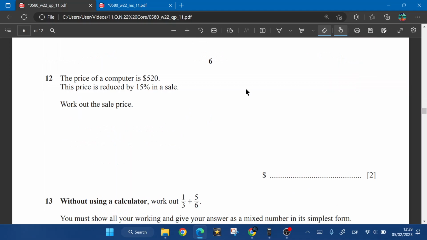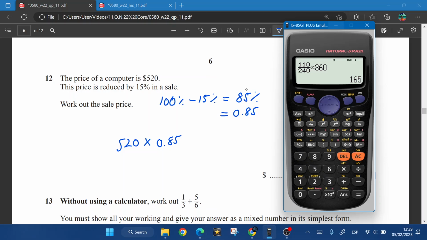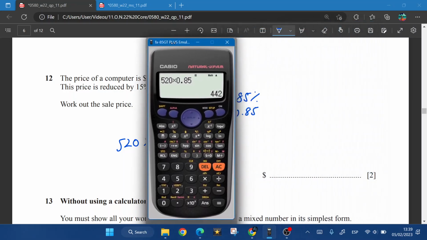Okay, so we are reducing the price of a computer by 15%. When you reduce the price of something, you take the whole price, which is 100%, and you're subtracting 15% of that price. That means you end up with 85% of the original price. Now 85%, we can write as a decimal value, which is 0.85. So if I want to reduce 520 by 15%, I just multiply it by 0.85 and you have the answer. So 520 times 0.85, there we go, $442.